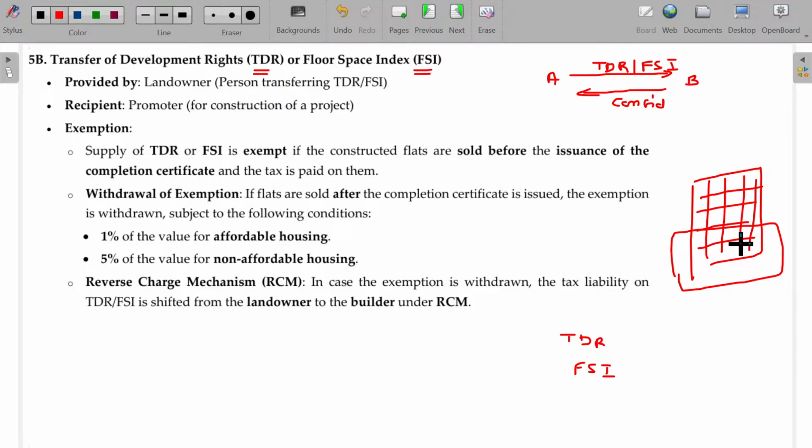Simply, A transfers his development rights. The land can be developed into flats of 20 units to B. Now, with that right, B can construct. So A transfers the development rights to B.